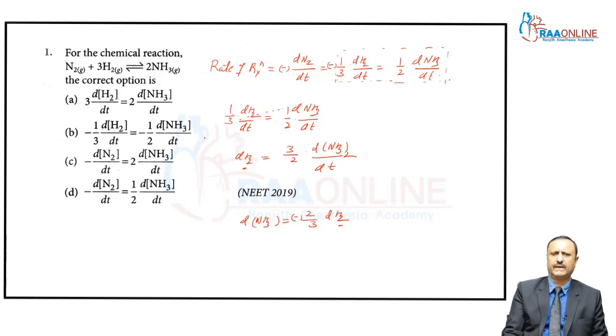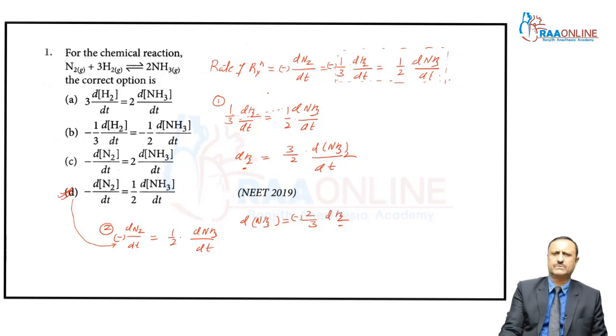Here my dear students, this is one type, and now the second type. Now we can see the relationship between nitrogen and ammonia. Here minus dN2 upon dt is equal to 1 upon 2 dNH3 upon dt, and this type of formula is present. Here the negative sign is present for nitrogen because nitrogen is present in the reactants. So my dear students, your answer is D, because this D answer is correlated with this formula.